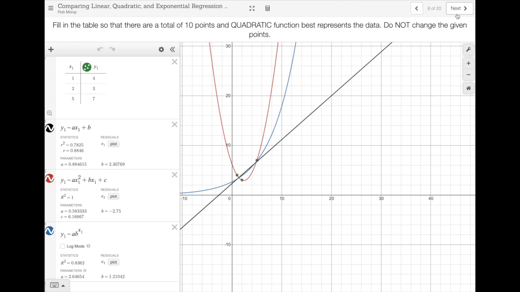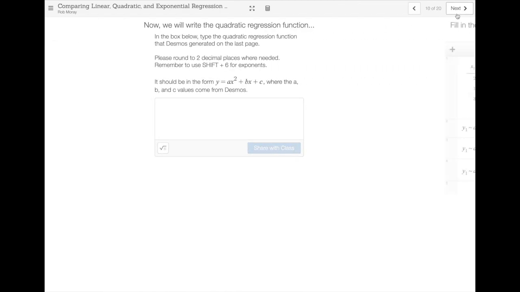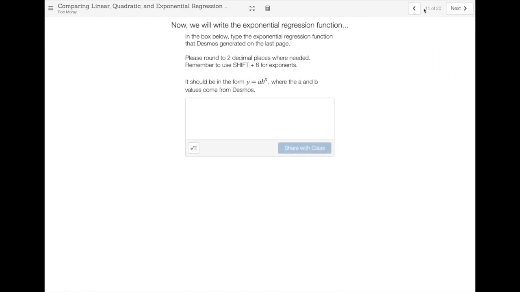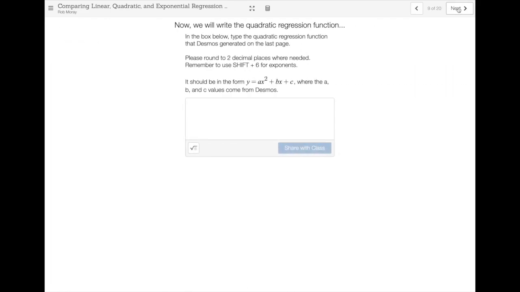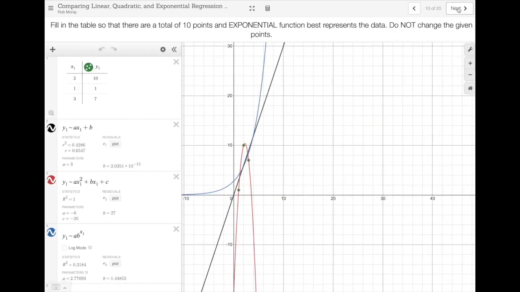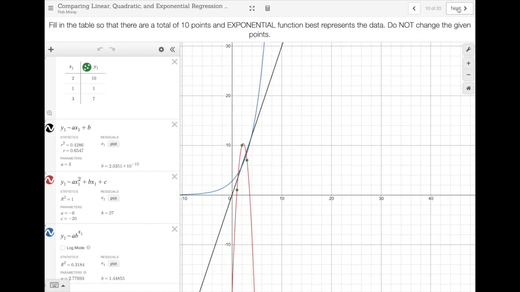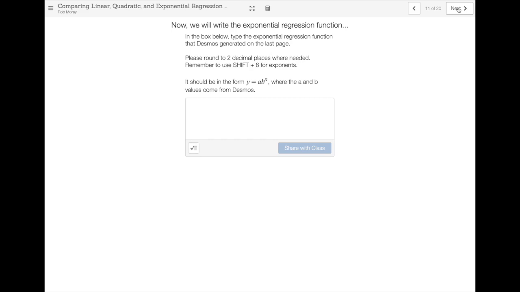Okay, so 8, 9, 10, and 11 are going to be the exact same idea, except 8 is asking you to do quadratic, and 9 is writing the function. 10 is asking you to do exponential, with 11 being writing that function.